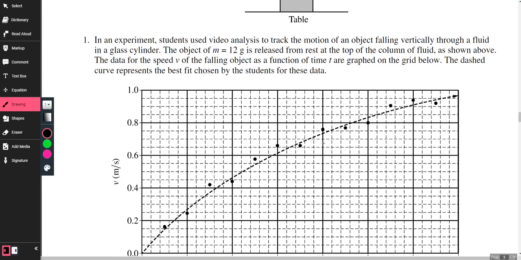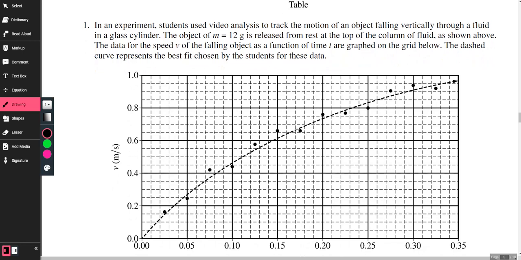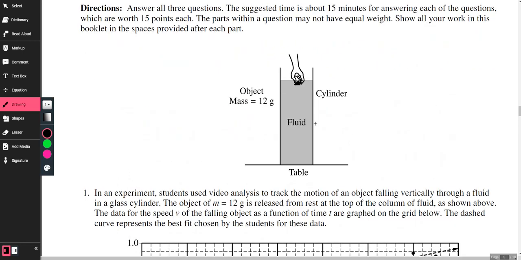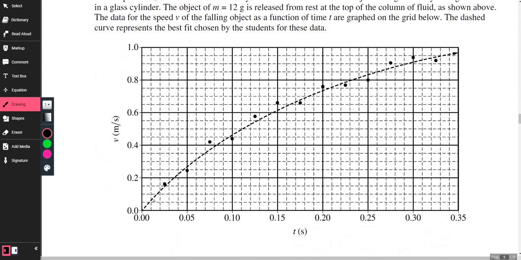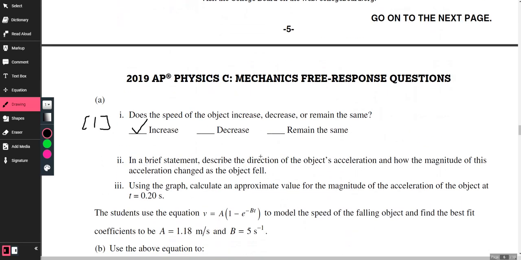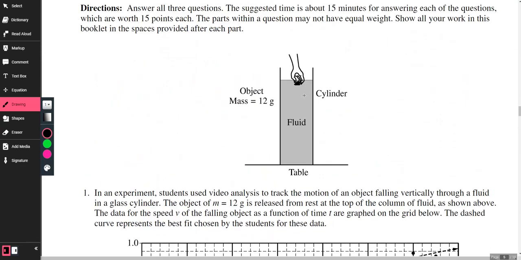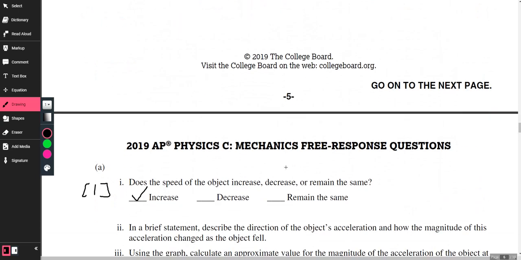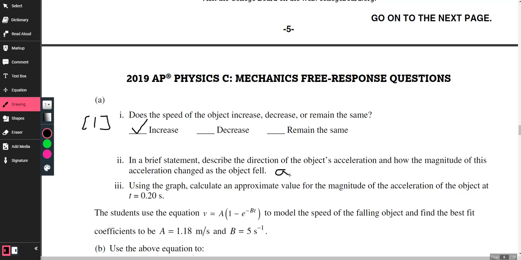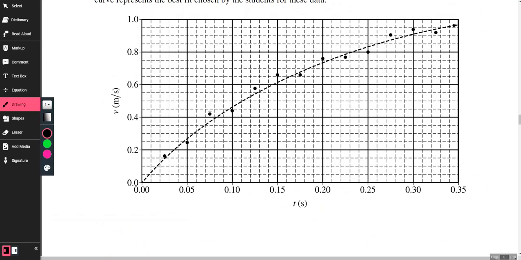All right. So if I'm looking at this, as the object is falling in the container, since the velocity is still increasing, we know that the acceleration has to be in the same direction as the object's velocity. So since the rock is falling downward, then we know that the acceleration also has to be downward. So acceleration is down.